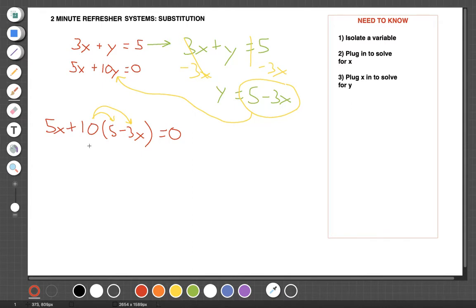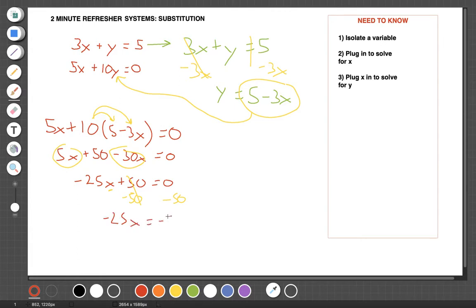So 10 times 5 is 50. 10 times negative 3x is negative 30x. Bring down your 5x. Okay, bring down your equals 0. Now you combine like terms. You have negative 30x, 5x. 5x minus 30x is negative 25x. We still have our plus 50 equals 0. Okay, I need to get rid of that 50. I'm trying to get x by itself, so I'm going to subtract 50 from both sides. Okay, those cancel out. What I end up with is negative 25x equals negative 50.